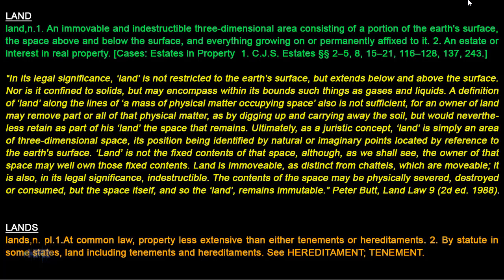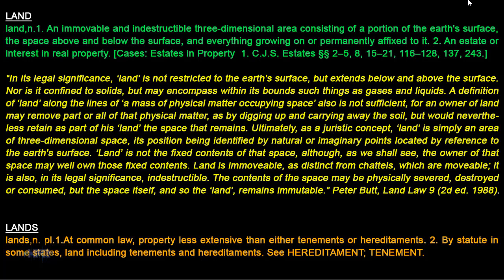Land is not fixed contents of that space, although, as we shall see, the owner of that space may well own those fixed contents. Land is immovable, as distinct from chattels, which are movable. It is also, in its legal significance, indestructible. The contents of the space may be physically severed, destroyed, or consumed, but the space itself, and so the land, remains immutable. Peter Butt, Land Law, page 9, second edition, 1988.